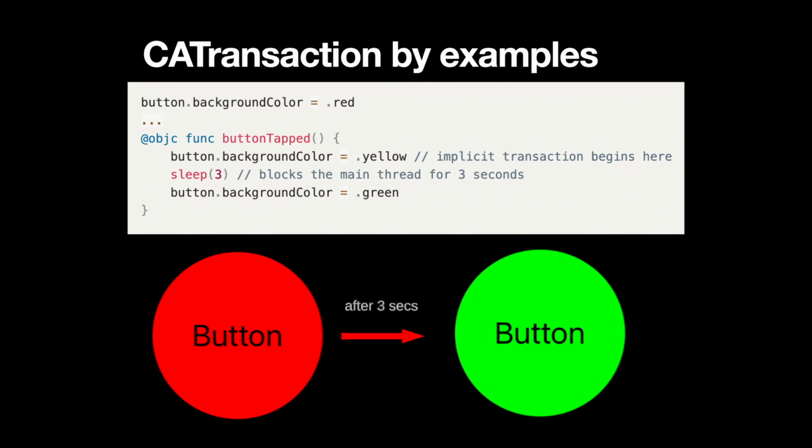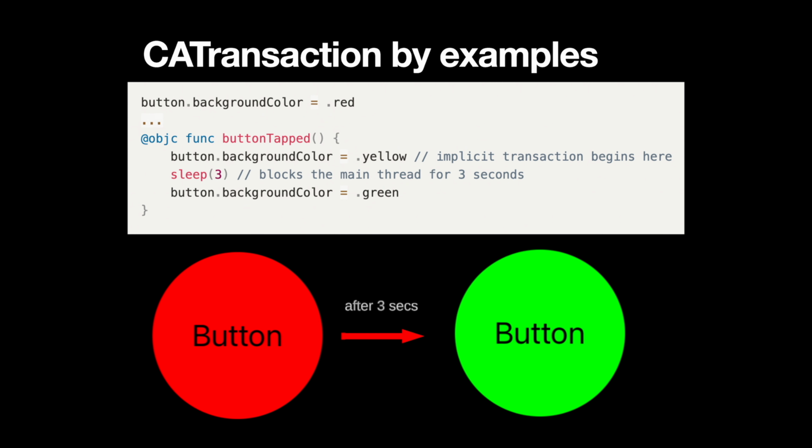To understand CA transaction better, let's consider an example. Let's imagine we have a button with background color initially set to red. When we tap on the button, we change the background color to yellow, block the main thread for 3 seconds with the sleep function, and change the background color to green. If you run this example, why isn't the yellow color visible?